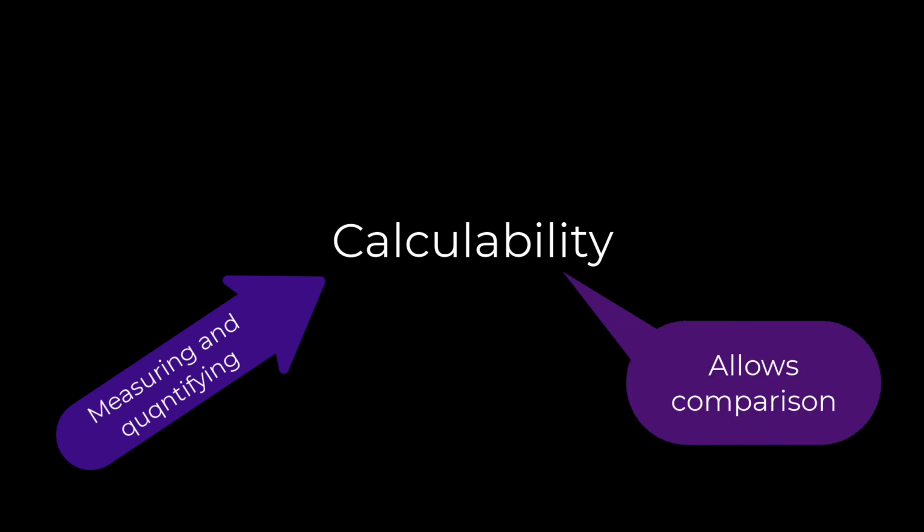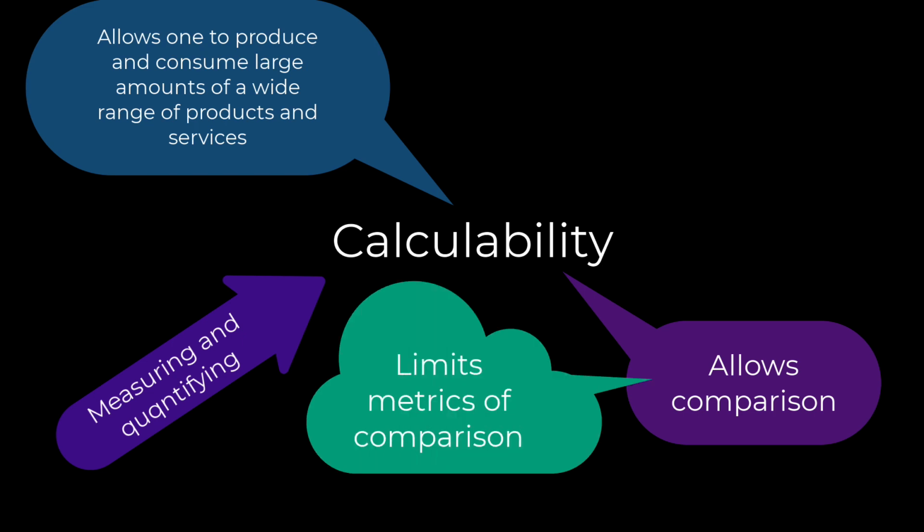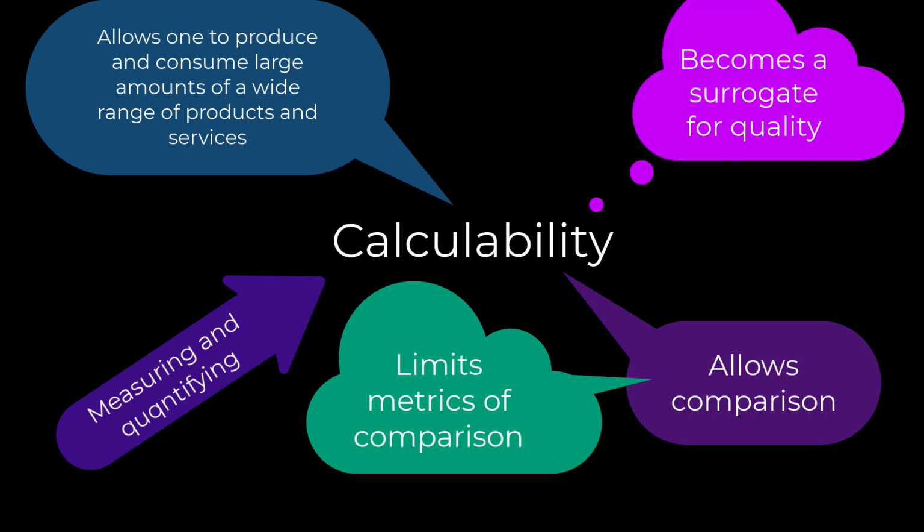Calculability refers to the ability to quantify or measure and then compare products. This allows one to produce and consume large amounts and a wide range of products and services. The problem is, even though this allows for comparison, it very much limits our metrics of comparison. We really only compare against things that are quantifiable. Personal choice, taste, those things are often not quantifiable. We often find that calculability can become a surrogate for quality, where we start to look only at the measures that we can compare, and we don't look at the overall quality of the item.